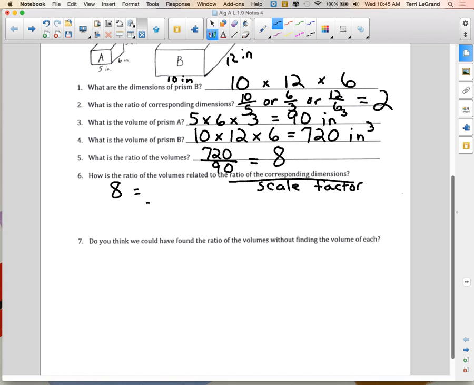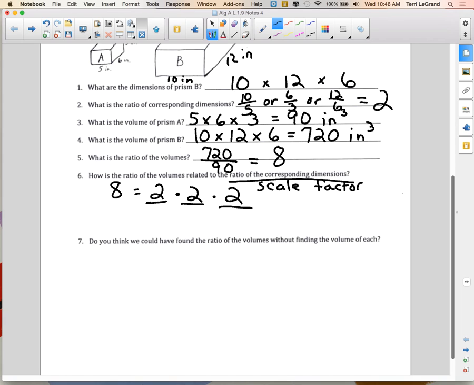Well, what do you think we could do with that scale factor of 2 to get us to 8? 2 times 4. But remember yesterday when we were doing area, we took the scale factor times itself. 2 times 2 times 2, yeah. So let's do that. It's 3-dimensional, remember? So 2 times 2 times 2 gets you that 8, that ratio of volumes.